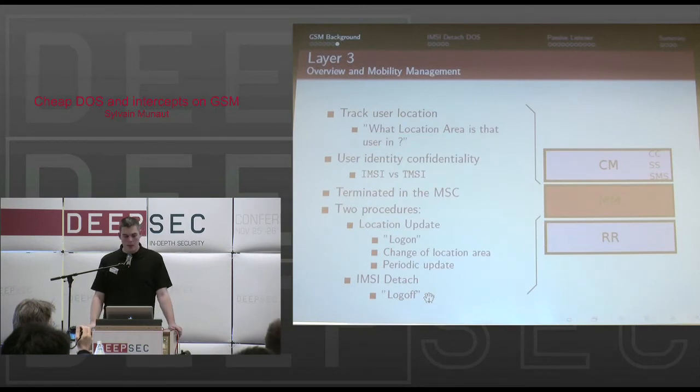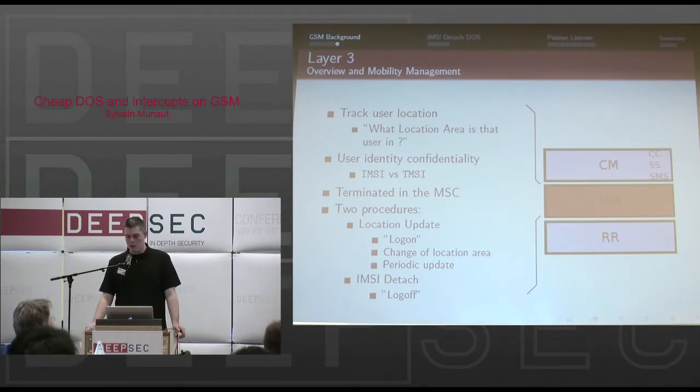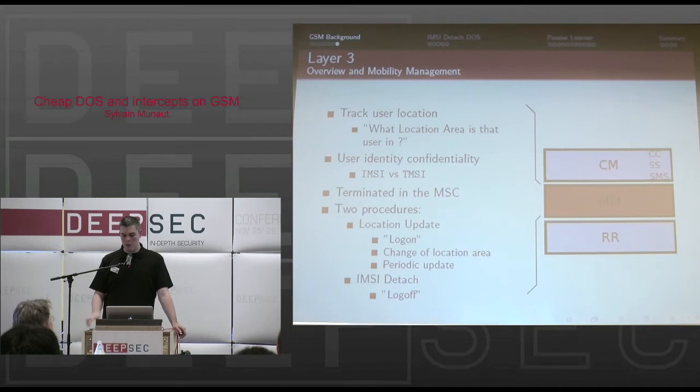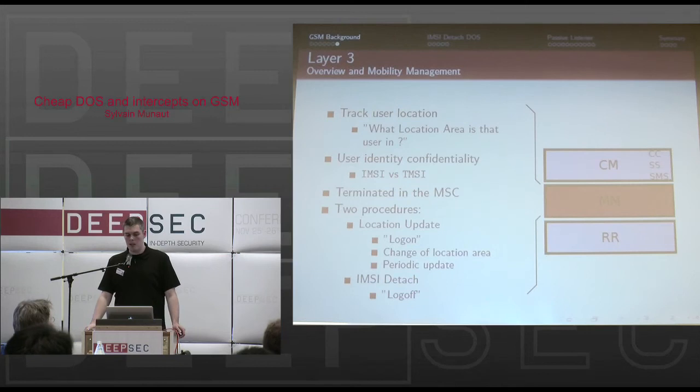Up to layer 3 now; we'll skip layer 2. It's subdivided again, and the lowest layer, called Radio Resource Management, RR, basically establishes point-to-point connections. What we really want to know is the upper layer, called MM, for mobility management. This is what we will exploit in the IMSI detach trick. Its main function is basically to track the user. It tries to answer one simple question: I want to contact this user, what location area is that user in?